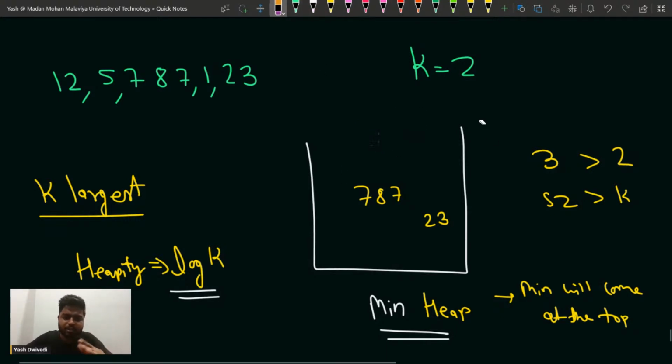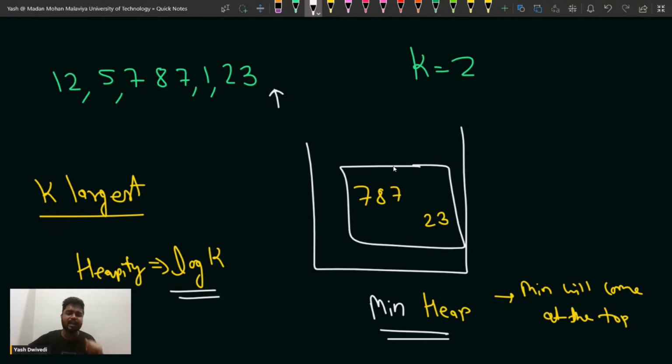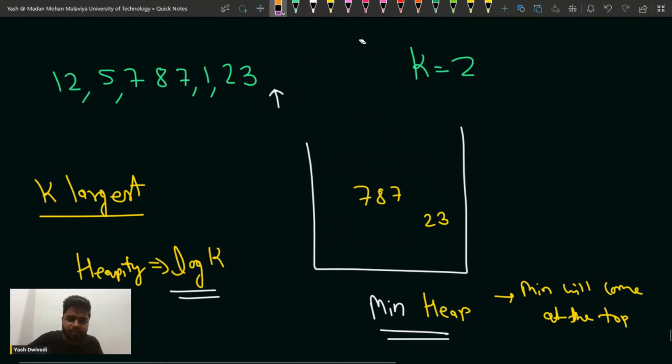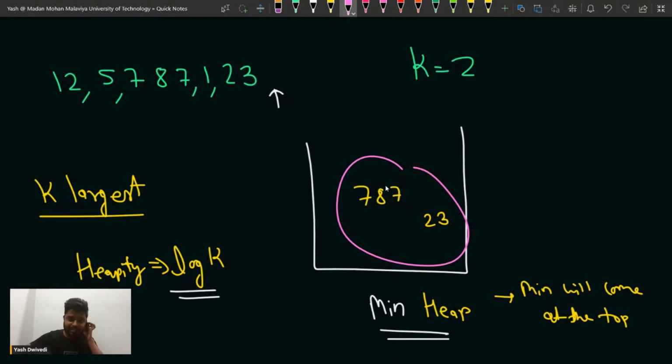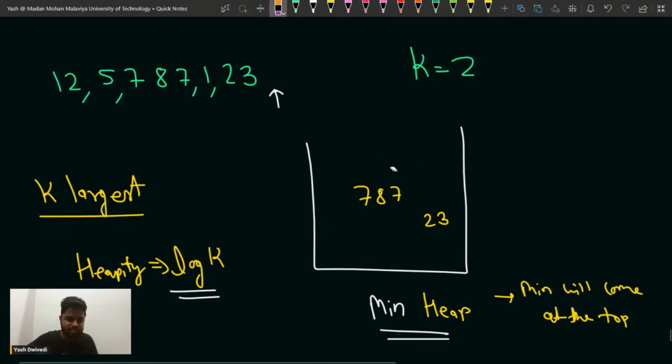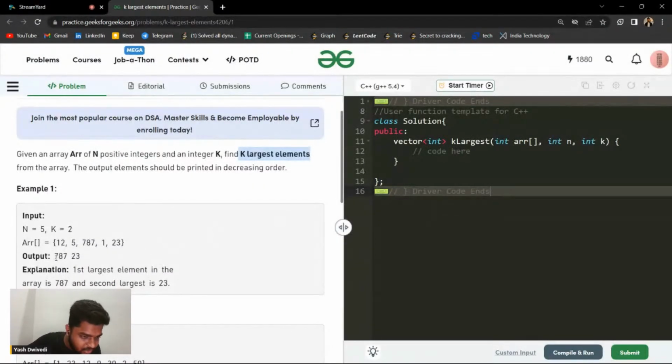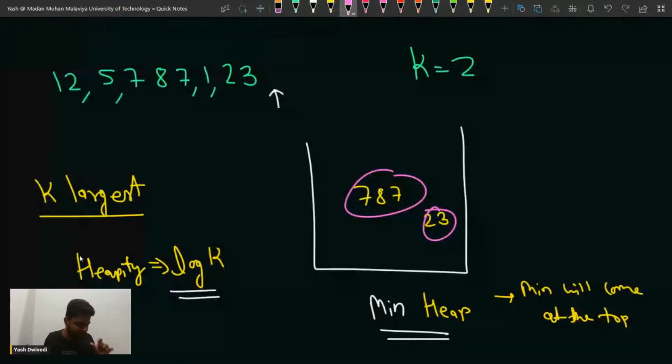Okay, and after this, when we reach the end of the array, only two elements are remaining in the array, and you can clearly observe that these two elements are the k largest elements. Okay, what are the two largest elements of this array? The answer is 23 and 787. So you can see that the answer is 23 and 787. Is this much part clear to everyone?